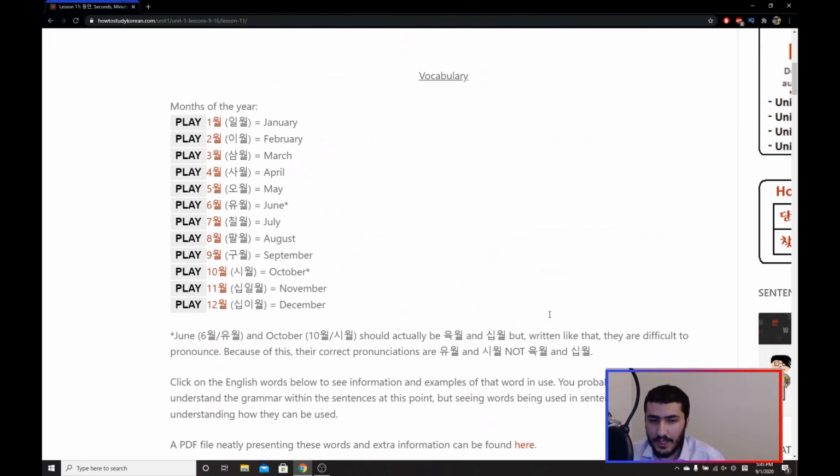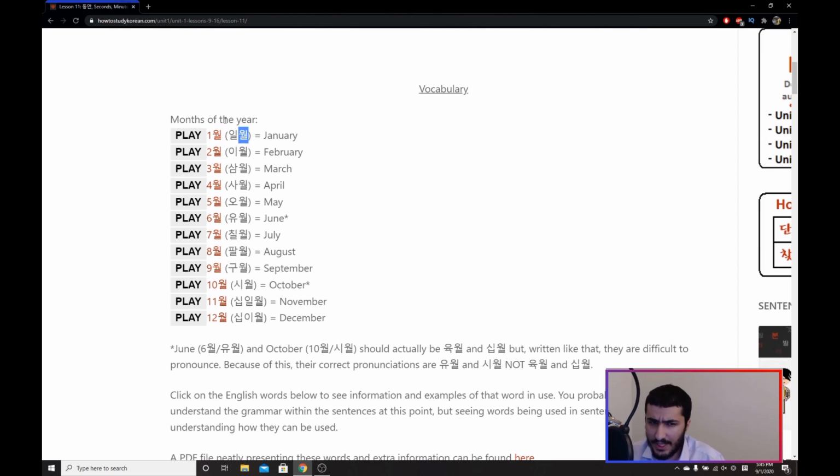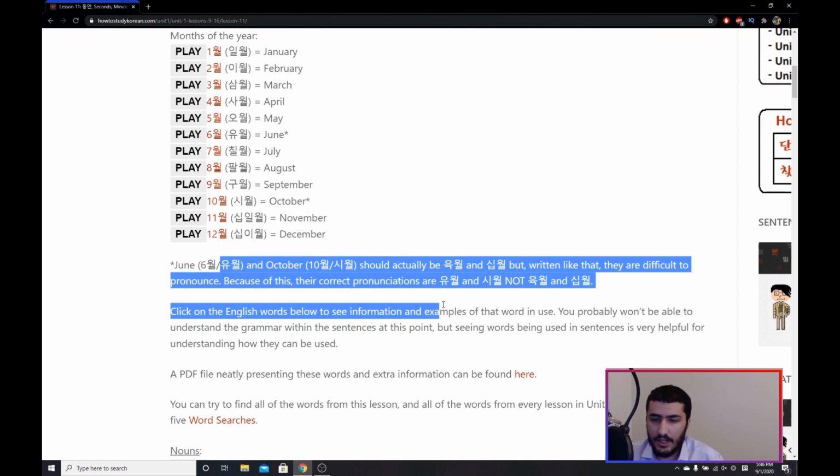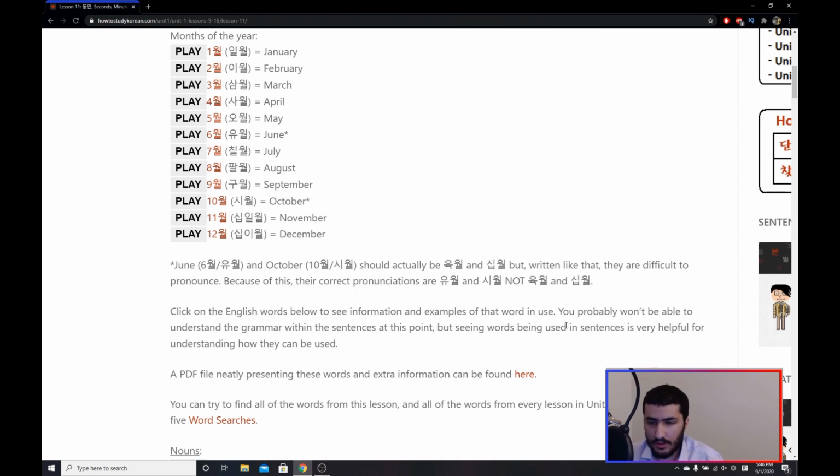So going over the vocab, it's really easy, I'll be honest. It's just 월 for month, and then you add the numbers. I think that was last lesson, 1 through 12. Notice I mentioned this last time, there are sometimes sound change rules. So for 10, it's not 시월, it's 시월. For June, it's not 육월, it's 유월. So here he makes a note.